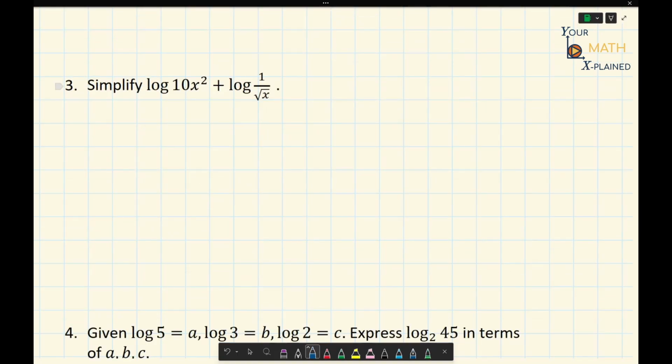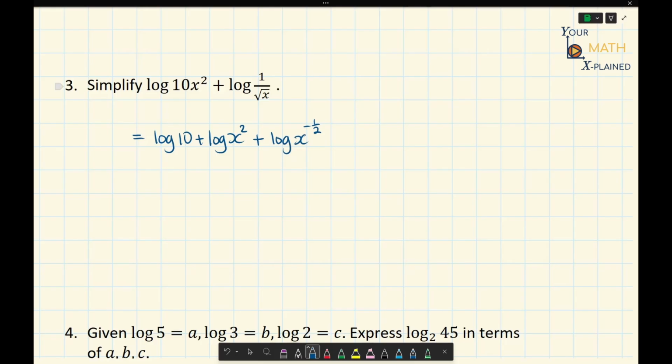Okay, so moving on to the next problem. Again, this one's a simplify, which means we want to write it in terms of one log and numbers. So we get this is equal to log, and notice how we don't have a base here, so that means it's naturally base 10. So this would be log base 10 of 10 plus log x squared plus log of x to the power of negative 1/2.